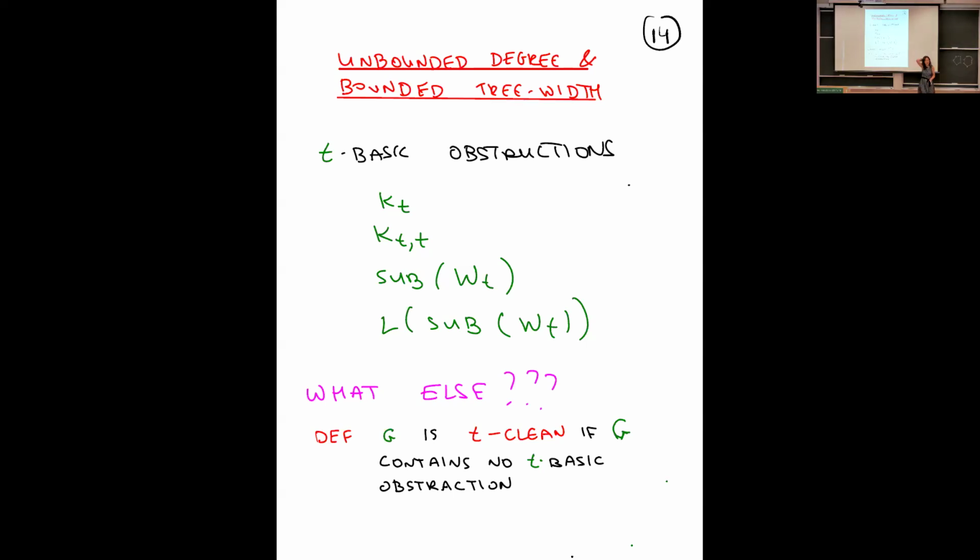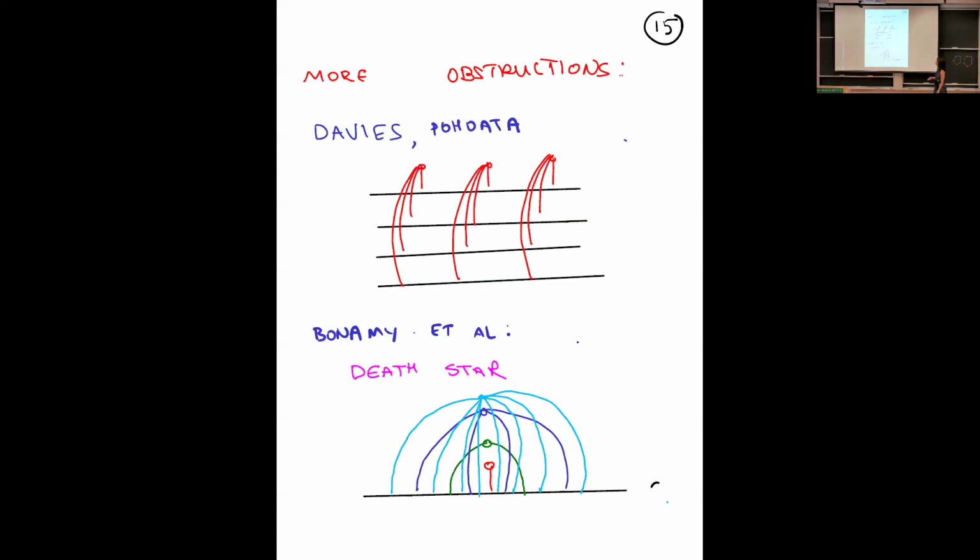And I'm going to have a parameter t here. Like I want to tell you if I'm excluding K3 or K100, I expect different bounds on the trivets depending on how big a basic abstraction I exclude. So I'm going to call them t-basic. And then the question becomes, what else? And I'll say a graph is t-clean if it doesn't contain any t-basic abstraction.